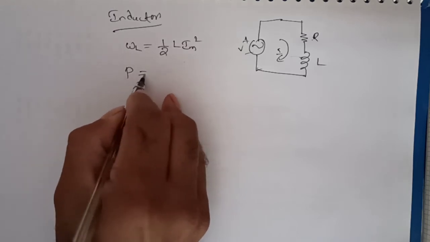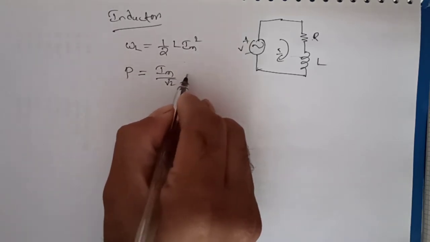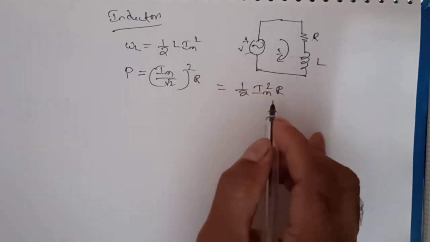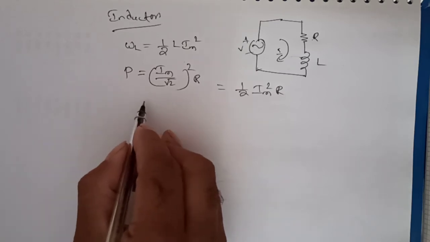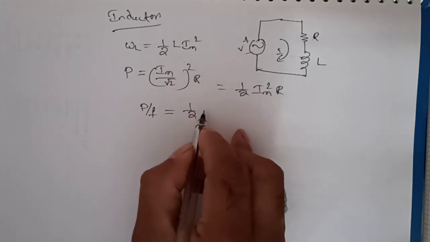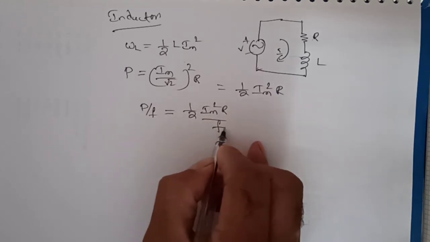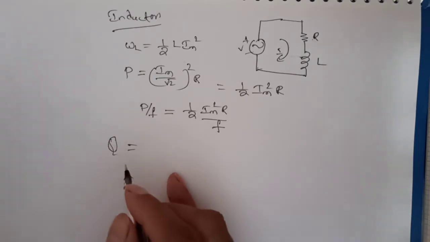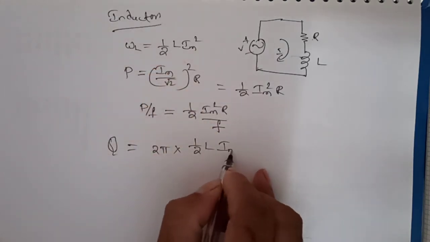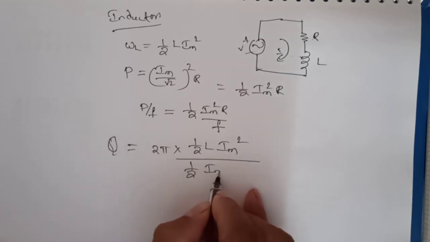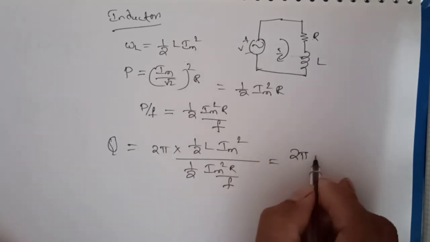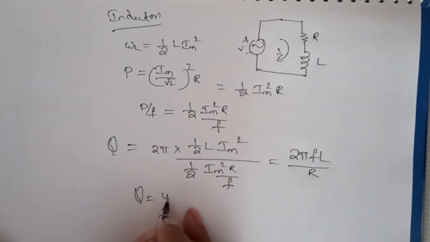The average power dissipated by the inductor is I squared R, but here we are considering the RMS value, so it becomes (Im by root 2) squared into R, which is 1 by 2 Im squared R. The energy dissipated per cycle is given by P by F, that is 1 by 2 into Im squared into R by F. Now if you substitute these terms in the quality factor, Q equals 2 pi into 1 by 2 L Im squared divided by 1 by 2 Im squared R by F. Solving, we get 2 pi F L by R, so Q equals omega L by R.